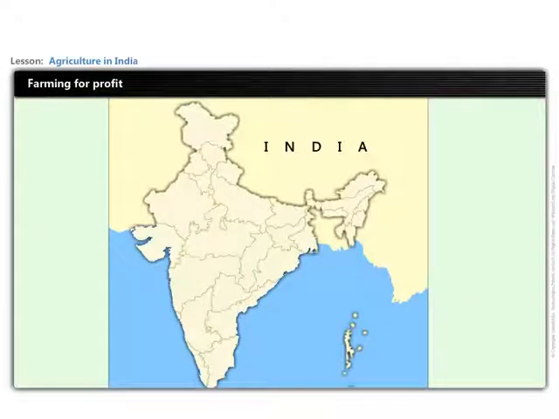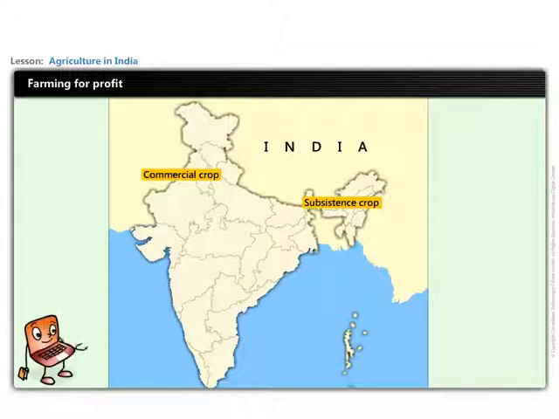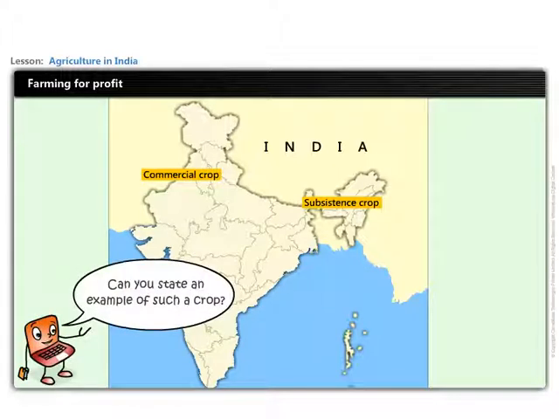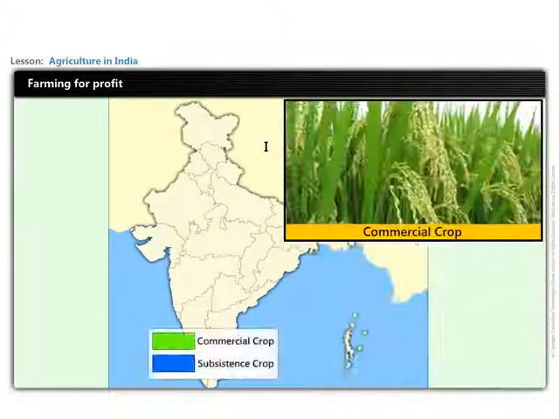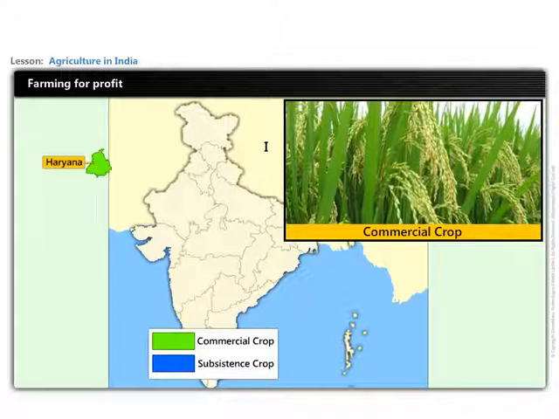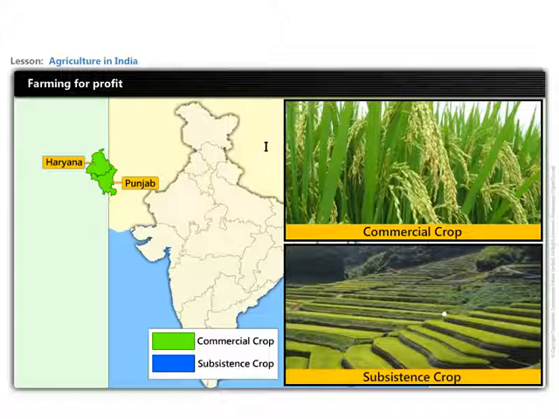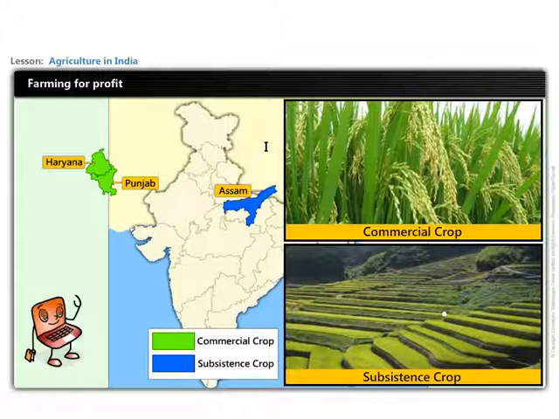The degree of commercialization differs from one region to another. The same crop may be a commercial crop in one region but subsistence in another region. Can you state an example of such a crop? Rice is a commercial crop in Haryana and Punjab, but it is a subsistence crop in various parts of Assam.